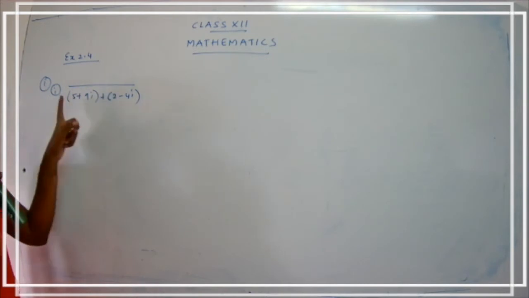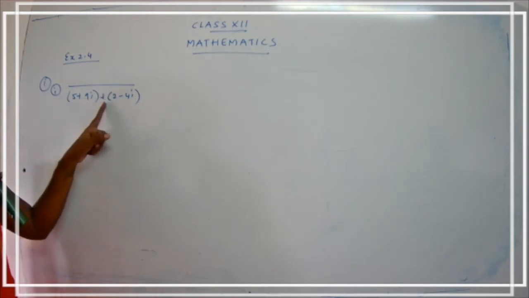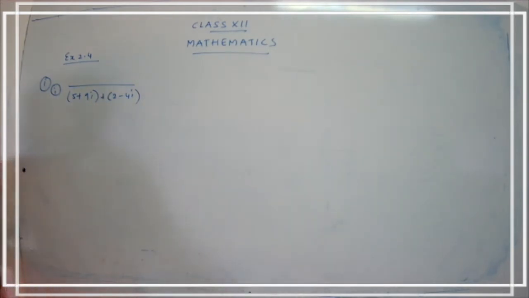Okay, find the conjugate of 5 plus 9i plus 2 minus 4i. This is the question given to you. Now let us simplify this. What are they asking you? They are asking you to write this in rectangular form.